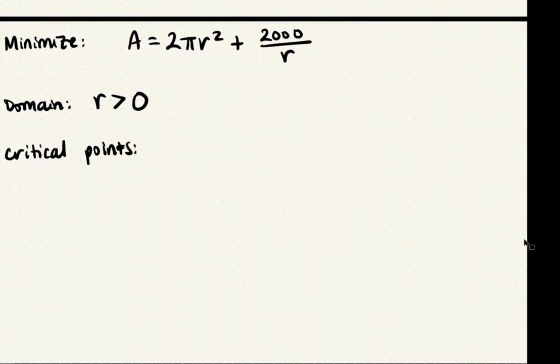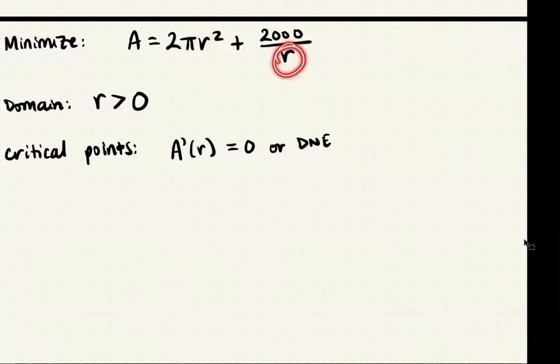Okay, critical points. Well, critical points are where A prime of, in this case, my independent variable r, equals 0 or is undefined. Okay, well, we decided that the area is undefined if r is 0. So one of the critical points here happens when r equals 0. Actually, before I say that, let me go ahead and just take the derivative. So let's compute the derivative. I need the derivative of 2 pi r squared. I'm going to do the power rule, bring down a 2, and that multiplies the other 2. So I have 4 pi r.